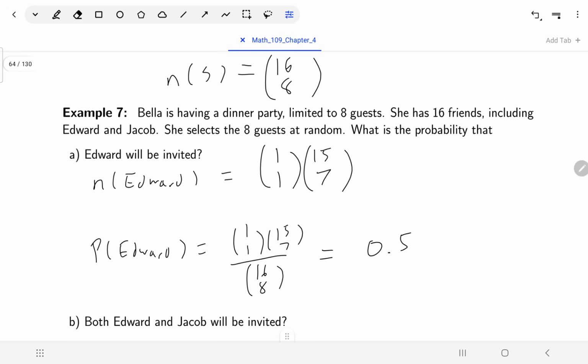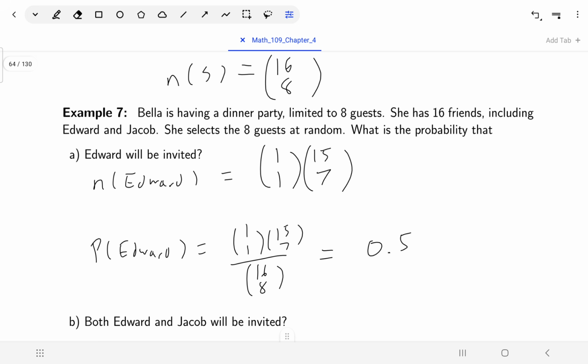Just as a little side note, there will be some people who will misinterpret this or think that the reason for the half is there is for a reason that's not true. So there's probably somebody right now watching this video thinking that it's a half because either Edward will be invited or he won't, and there's 2 options, so 50-50. Unfortunately, this half is just a fluke.